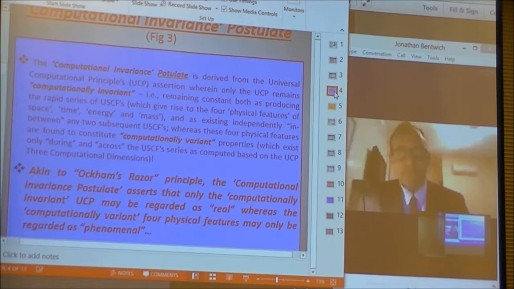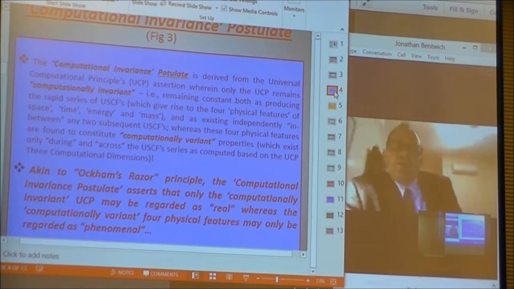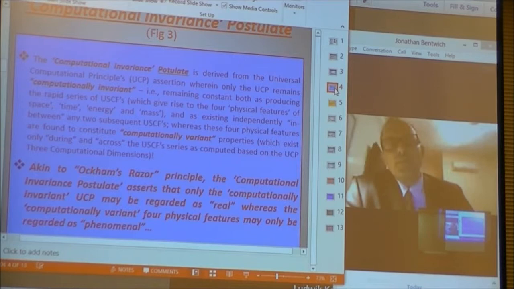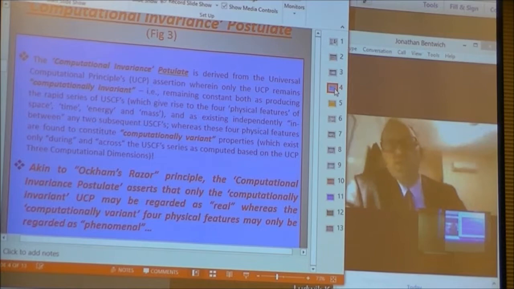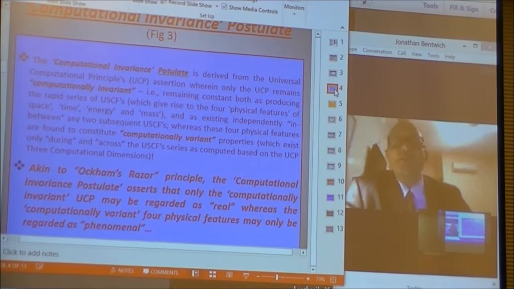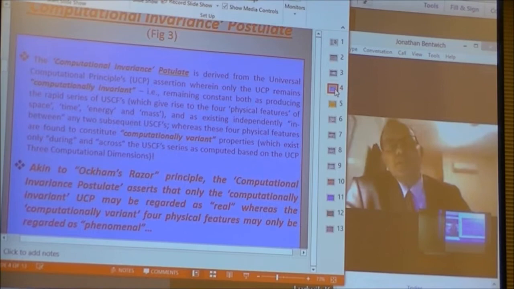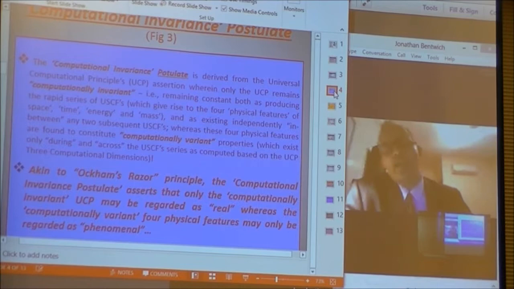The next theoretical postulate of this theory is called the computational invariance postulate, and this is perhaps a little bit counterintuitive and also potentially far-reaching. It's somewhat similar to Occam's razor. Essentially it says, if this theory is correct, and if indeed we have this universal computational principle that produces this extremely rapid series of universal frames, where each universal frame is produced simultaneously with all the pixels in the universe comprising it at a minimal time point, then changes between the frames, during the frames, give rise to the four physical features that we saw in the last slide: space, time, energy, and mass.